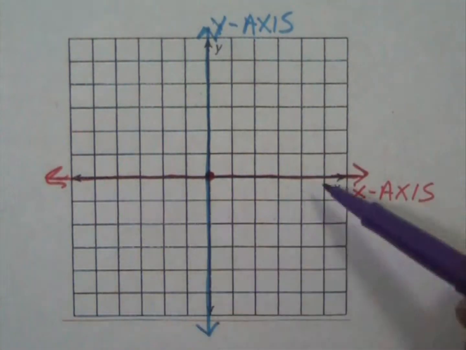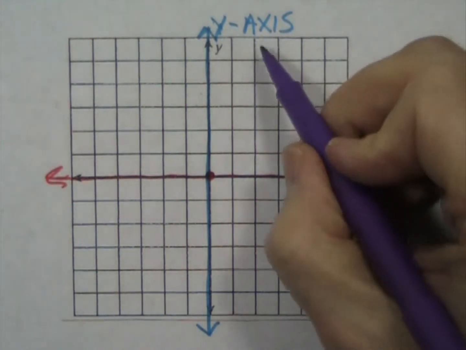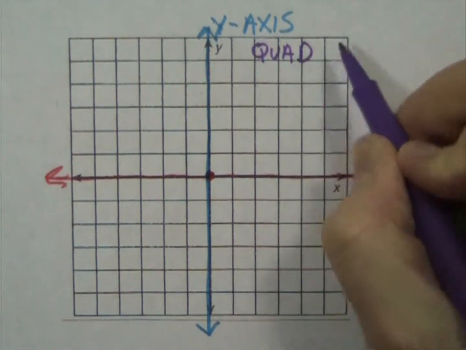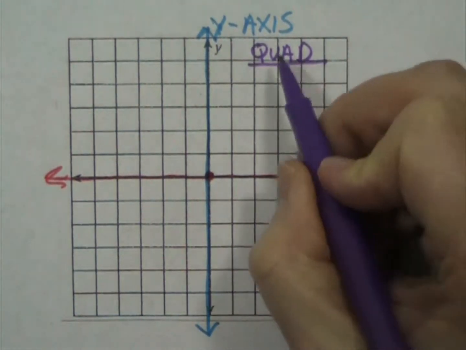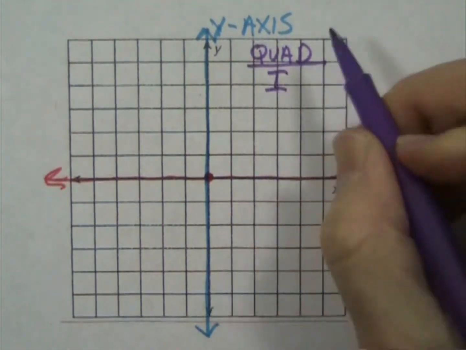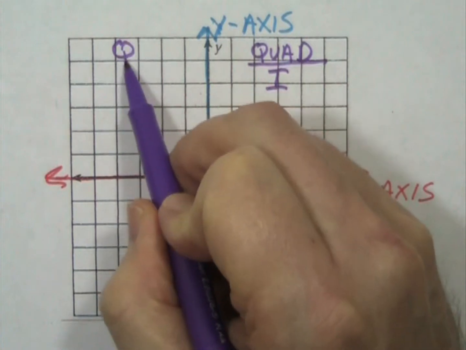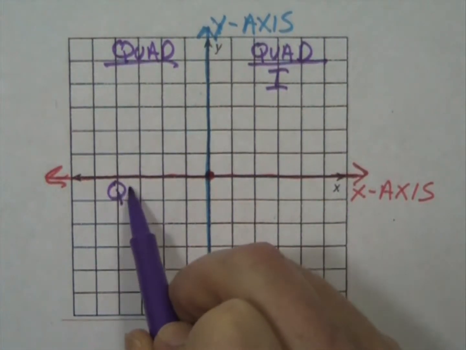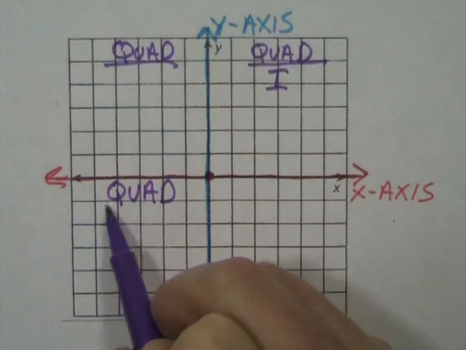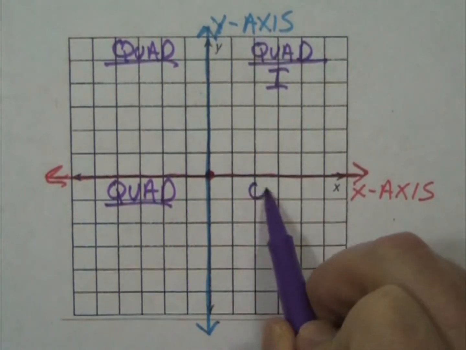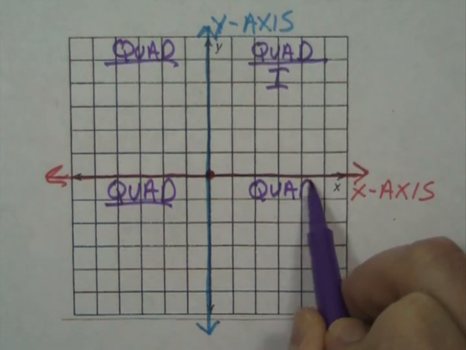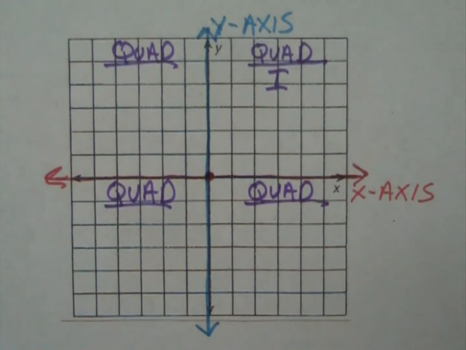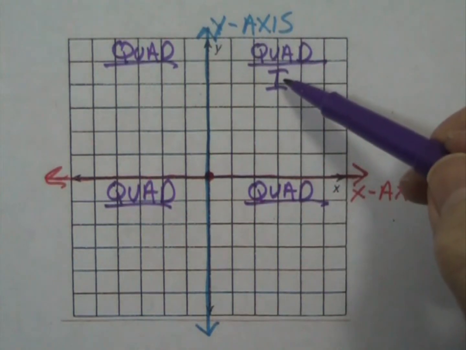Now these two number lines, they break this up into four parts, four sections, or what we like to call quadrants. This is quadrant 1. Well, let me just put the name down here first. Let's put the word quad, Q-U-A-D. Quad meaning 4. Now this is numbered, by the way. This is the first quadrant we have.